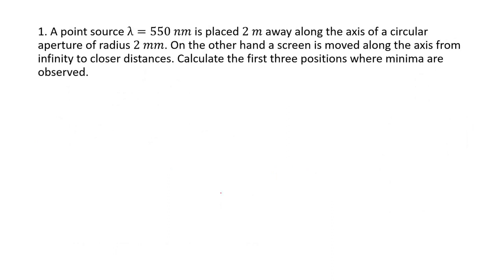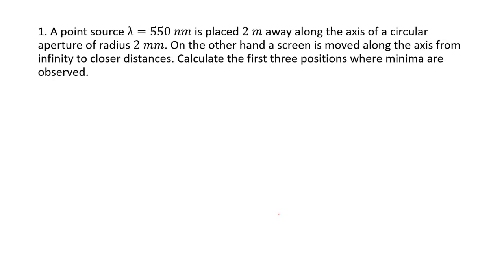A point source of wavelength lambda equal to 550 nanometer is placed 2 meter away from a circular aperture of radius 2 millimeters. On the other hand, a screen is moved along the axis from infinity to closer distances. Calculate the first three positions where the minima are observed.